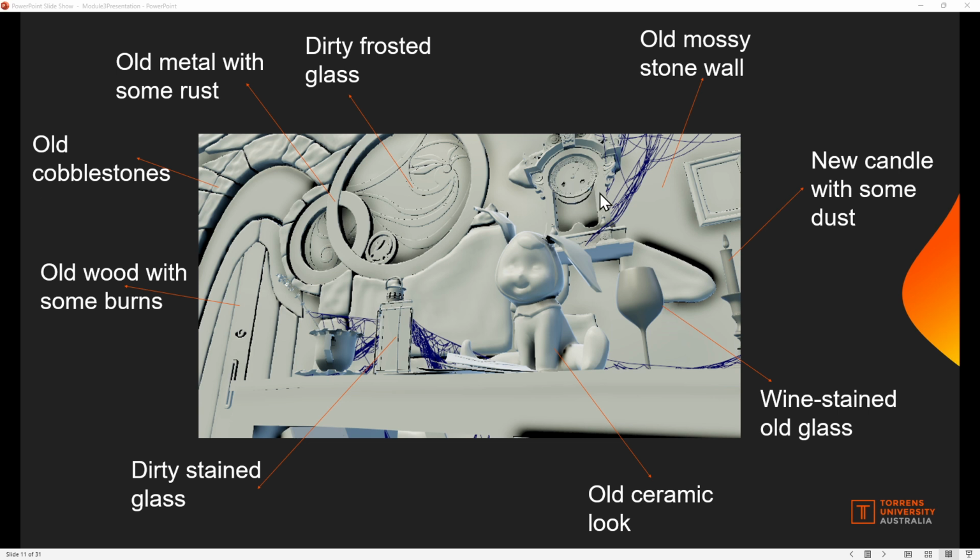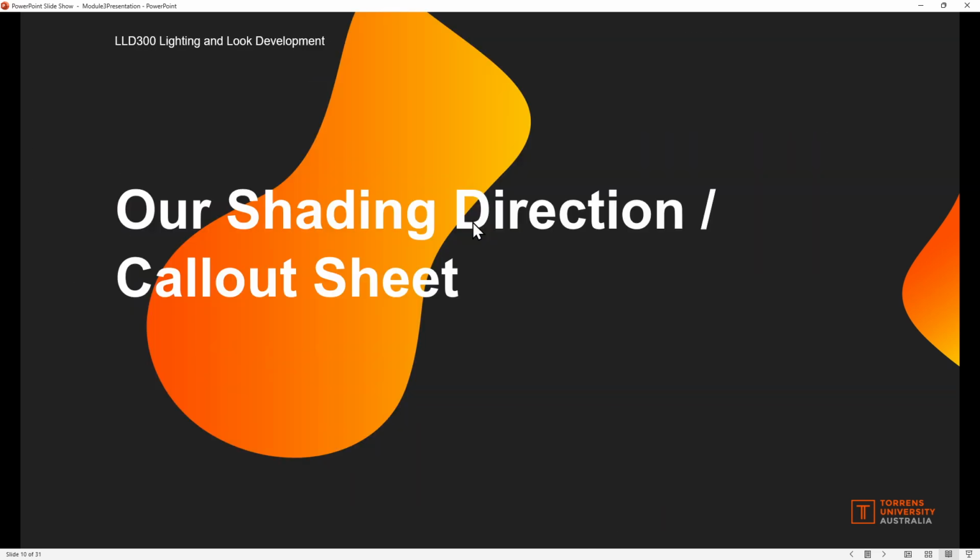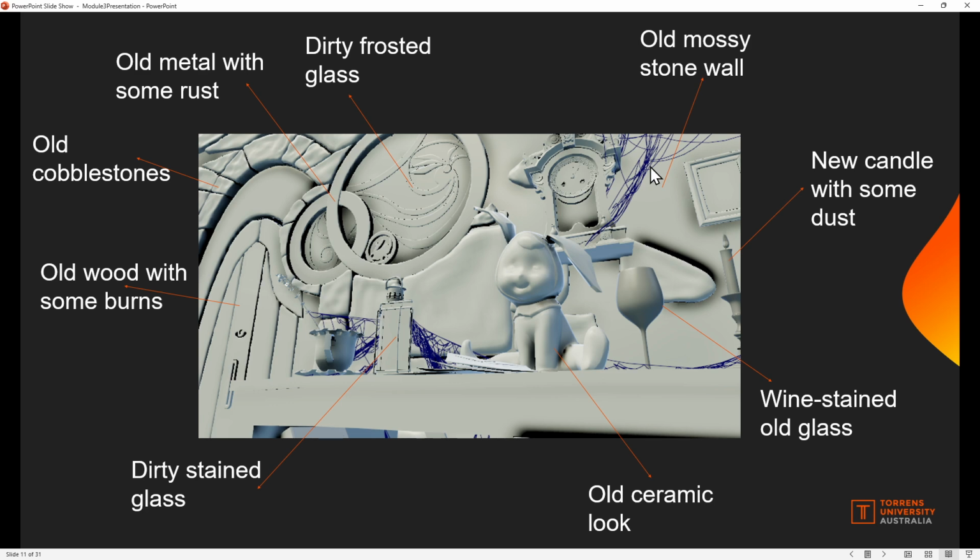This is the shading direction that you will be doing. For everything else, you can decide on your own, but I do require that you follow this shading direction. In games you sometimes call it a call-out sheet, and in film as well. I do want a dirty frosted glass in this area here, particularly in the middle. You can have it on everything, but particularly in the middle I want dirty frosted glass.